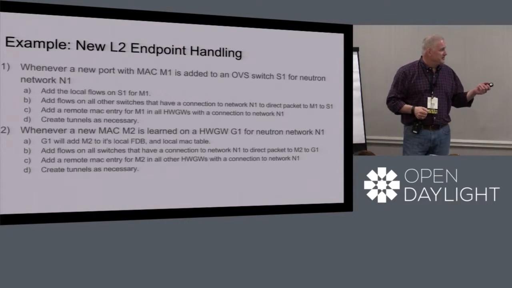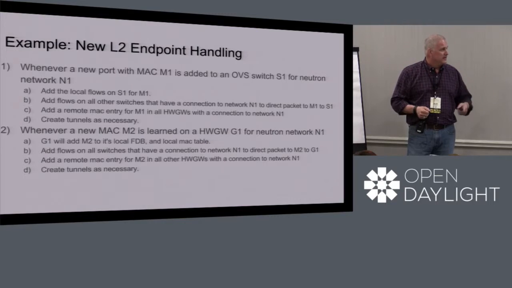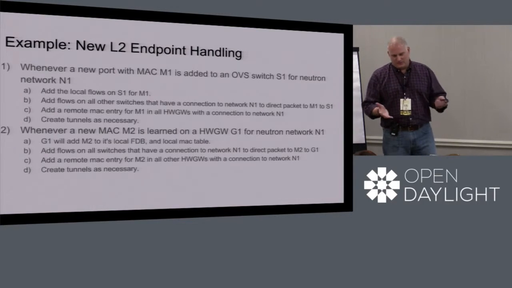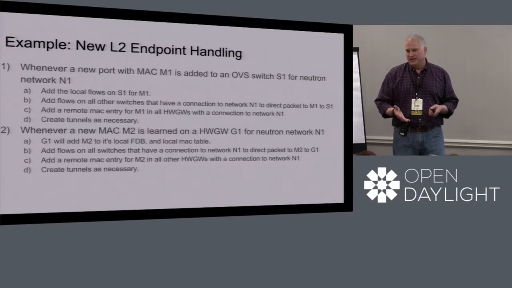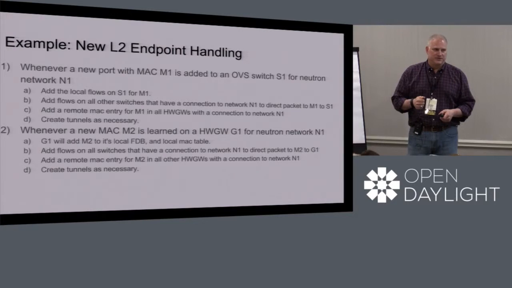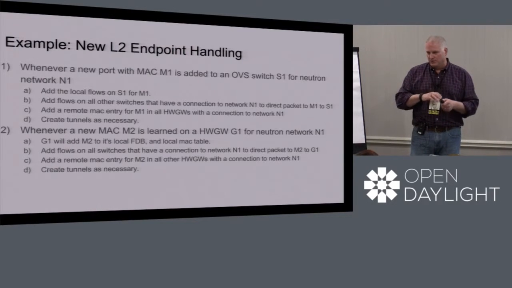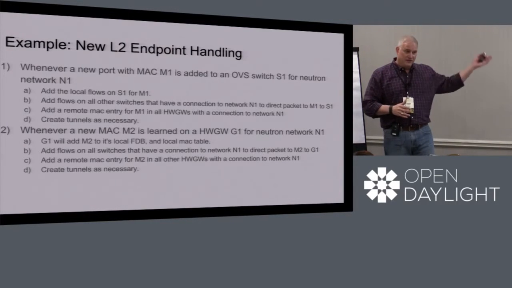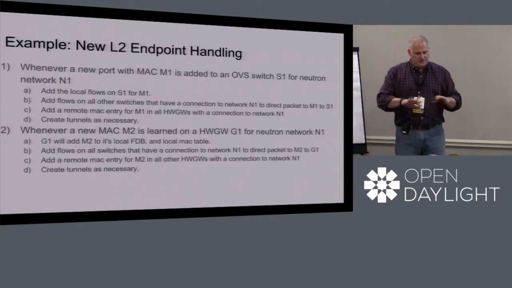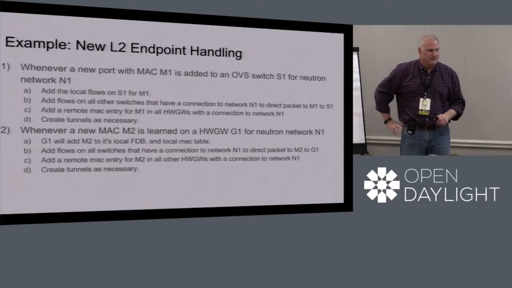Then it's pretty much the same thing on the hardware gateway. If you learn about a new MAC, that hardware device is going to add information about that MAC that it just learned to the local forwarding table, and report the information up via OVSDB to the controller, which would then go around and program all the other hardware gateways with the remote MAC table, and then all of the other OVS switches. So there's a certain level of functionality that's the same.